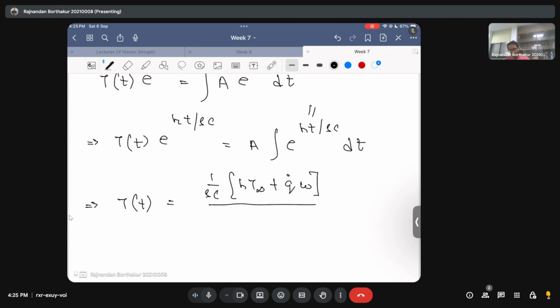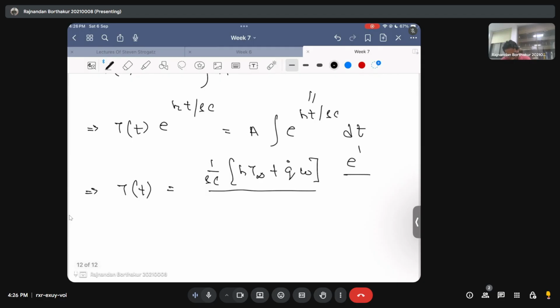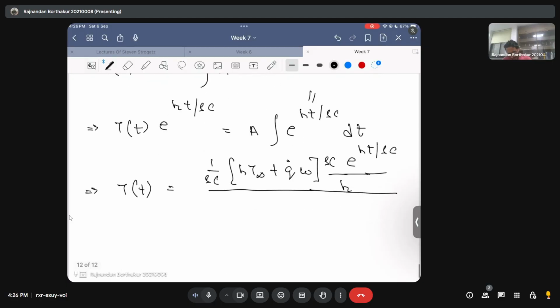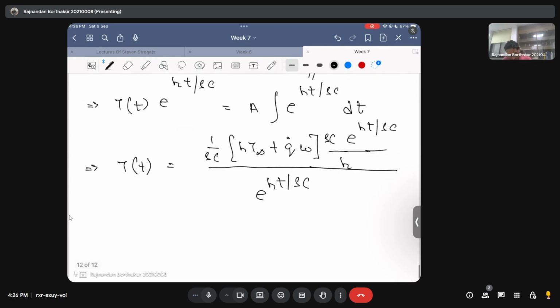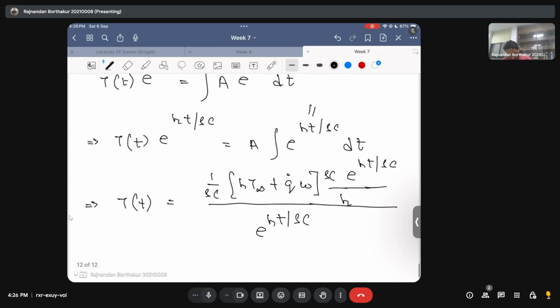Now this integral you need to do. The integral will just be e power ht by rho c divided by h by rho c, so it will be rho c by h times e power ht by rho c. That is just the integration that I'm doing; you can check the algebra from your end. Then in the denominator we also have this e power ht by rho c. I think that's it.